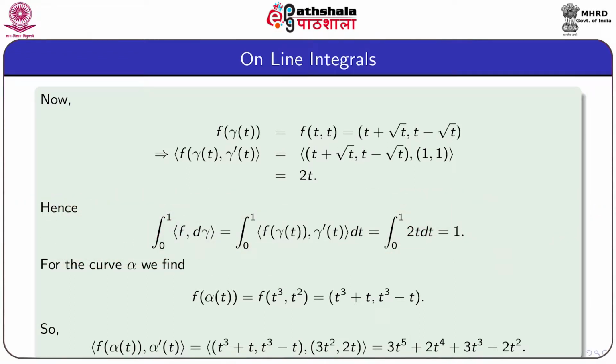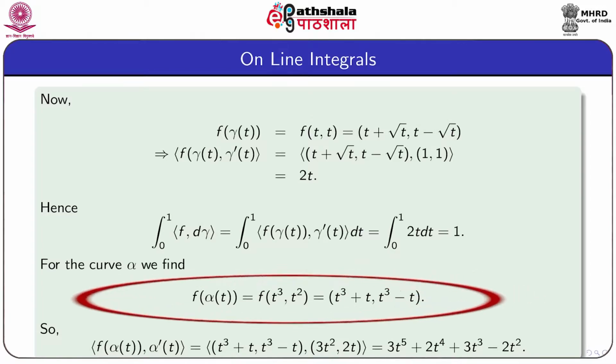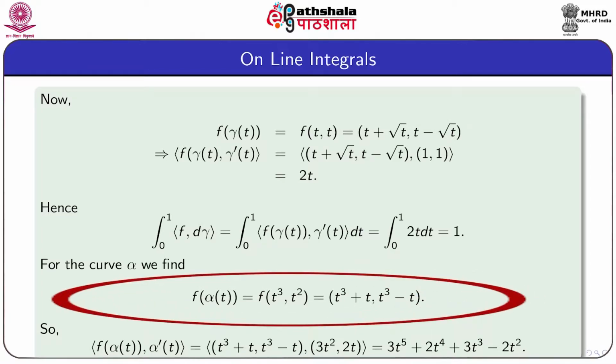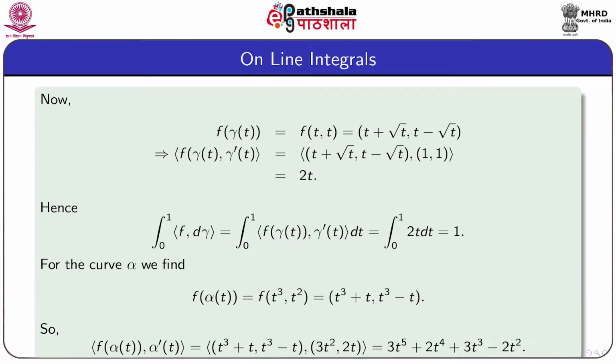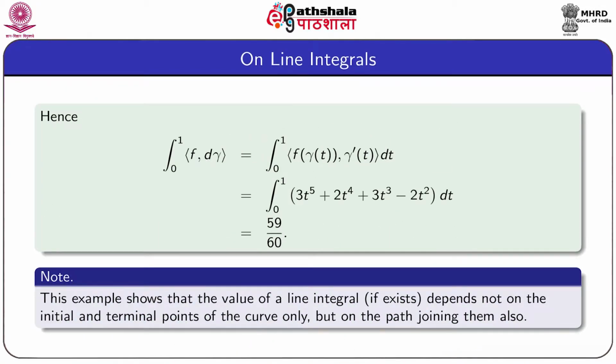Similarly, for the curve alpha we find the inner product of f(alpha) and alpha dash t equals 3t to the power 5 plus 2t to the power 4 plus 3t cube minus 2t square. Hence we find that the value of the line integral from 0 to 1 of f d alpha equals 59 by 60. That is, for different paths we find different values of the line integral. Thus, this example shows that the value of a line integral, if it exists, depends not only on the initial and terminal points of the curve, but on the path joining them also.